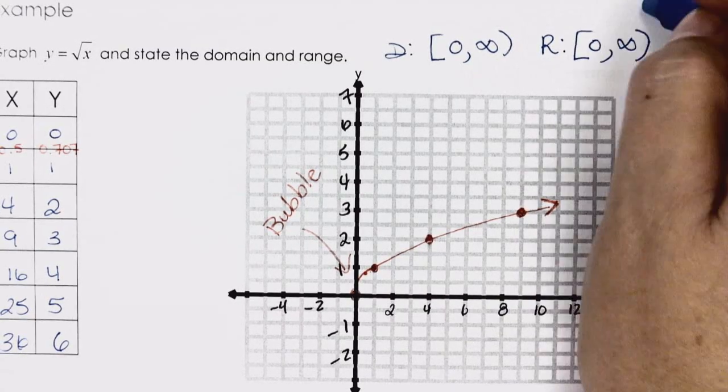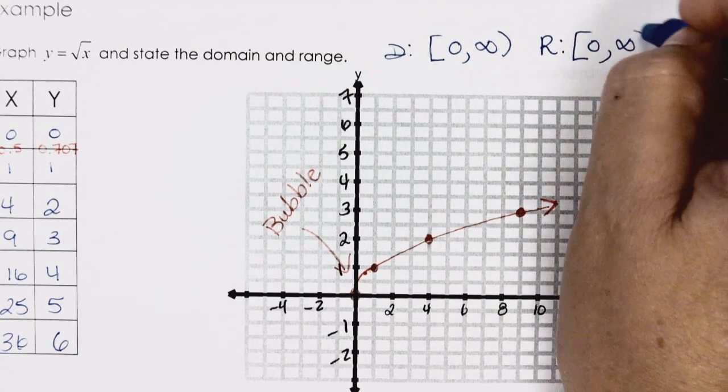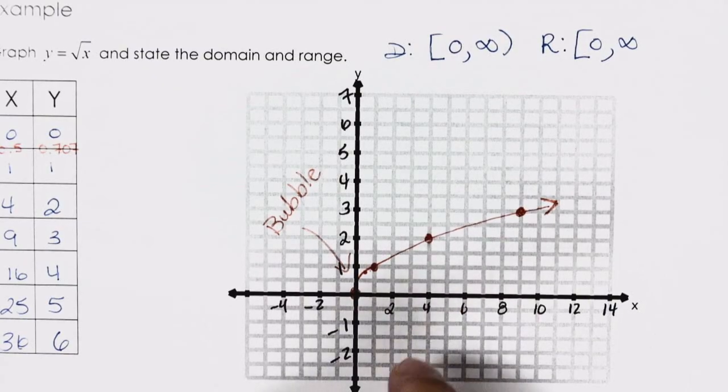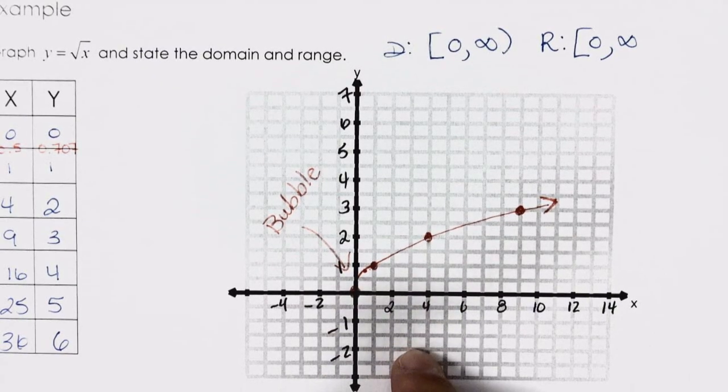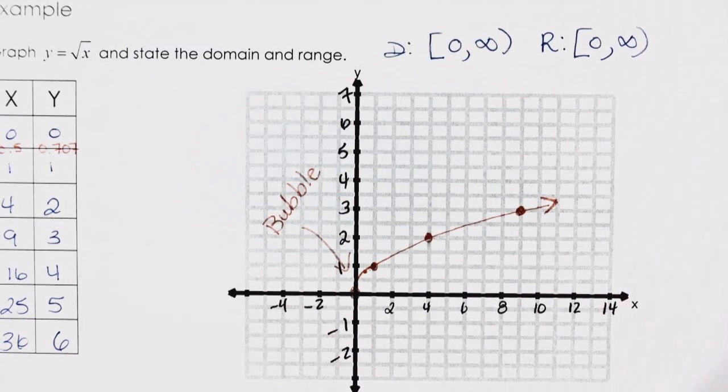Did you say it could be negative? But we're talking about this graph. We're doing the domain and range of this graph. So it could be, but in this graph it's not. So your basic graph is going to go from 0 to positive infinity.